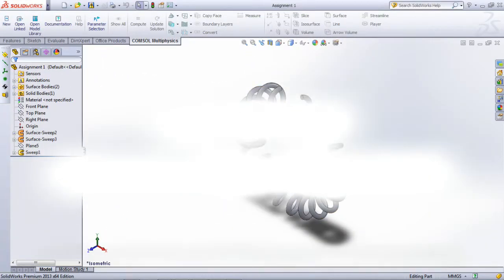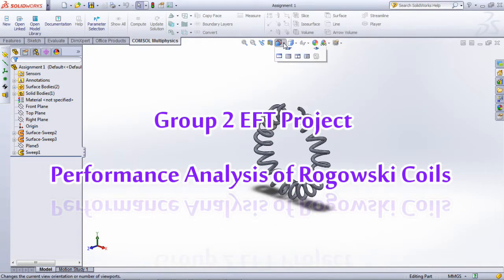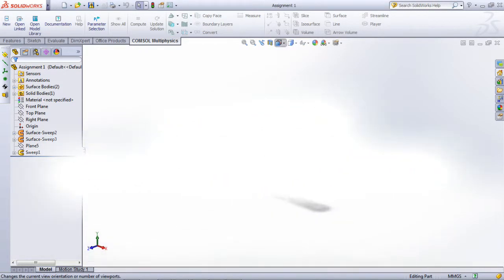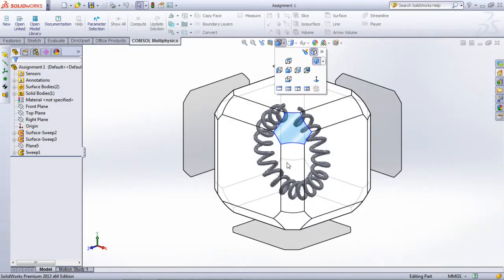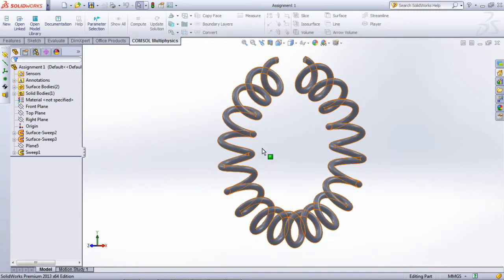Good day, my name is Dale Passad, and today I am going to present the work which was done by my group for their electromagnetic field theory group project. The objective of our project was to determine the performance difference between two types of Rogowski coils.